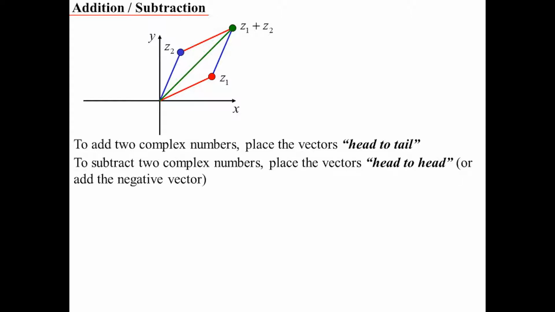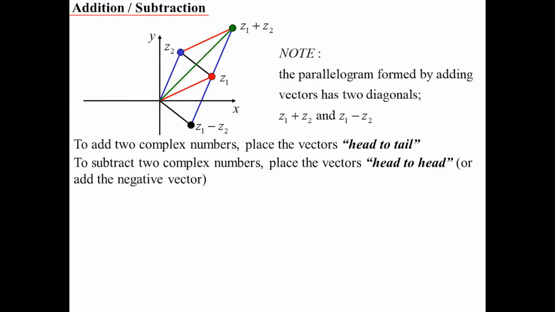And then for subtraction, we do it head to head or add the negative vector. When we do that, there's the actual position of the complex number z1 minus z2. But of course I could slide that vector and it becomes the other diagonal of our parallelogram. So all those things we saw in vectors are going to become useful here.